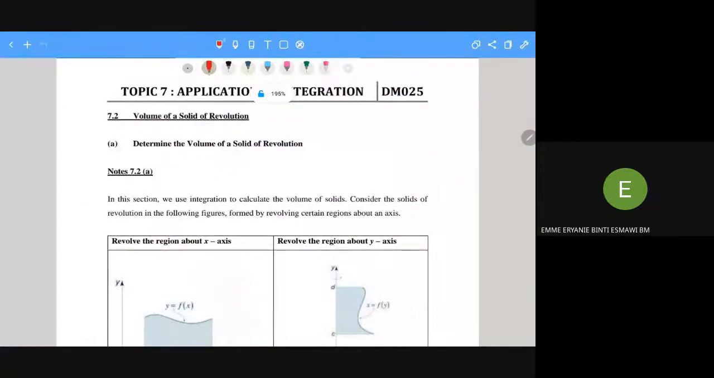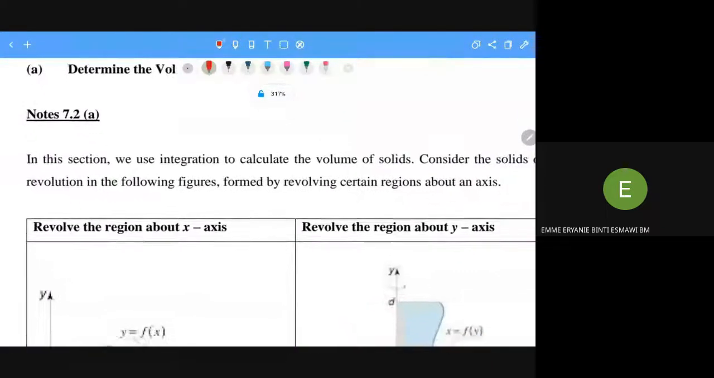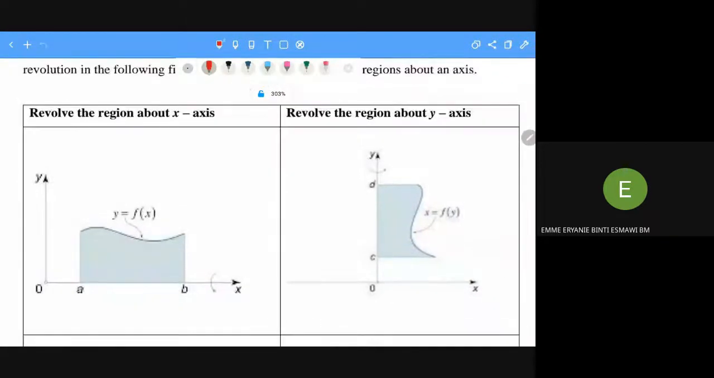Okay, Bismillahirrahmanirrahim. Today we are going to learn about volume of a solid of revolution. So what does this mean? This is talking about finding the volume.